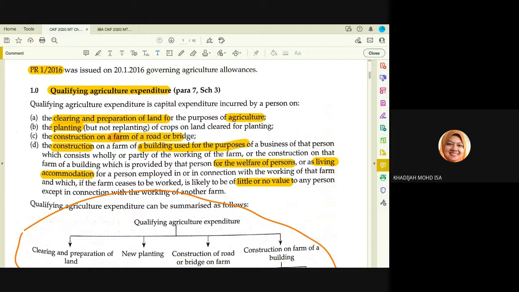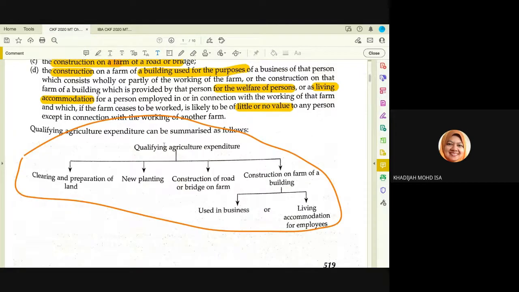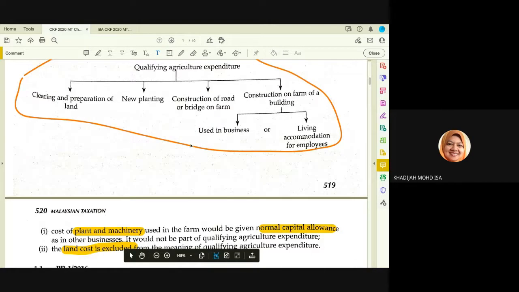So to summarize, qualifying agriculture expenditure, you answer A, B, C, or D. What's A? A is clearing and preparation of land, and then the cost of new planting, and then construction of road or bridge on a farm, construction on a farm of a building for use in business or for living accommodation. So these are the only qualifying expenditure for the purpose of agriculture allowance claims.